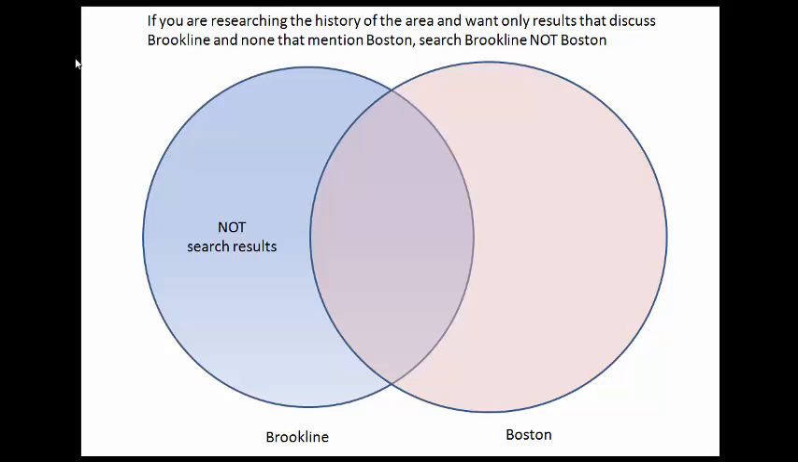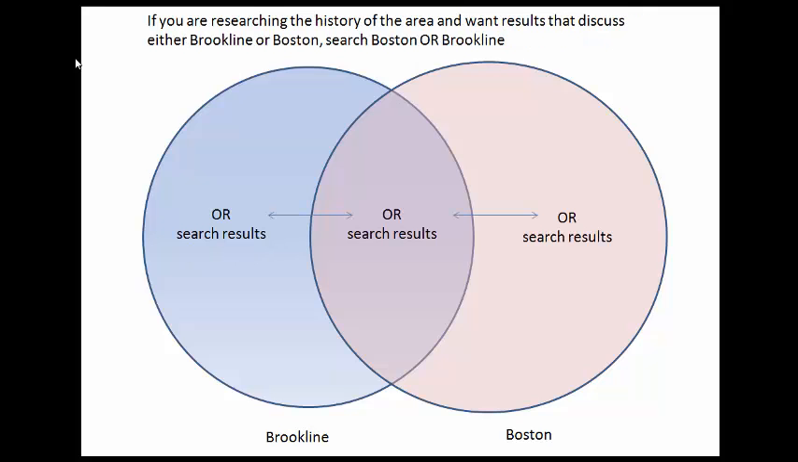If you're searching the history of the area and want only results that discuss Brookline and none that mention Boston, search Brookline NOT Boston. This way, any results that mention Boston alone or Brookline and Boston won't be included in your search results. If you'd like to have results that mention either Brookline or Boston, then you'll want to use OR. This will give you the most results, bringing up anything mentioning Brookline and Boston, or anything mentioning just Boston.